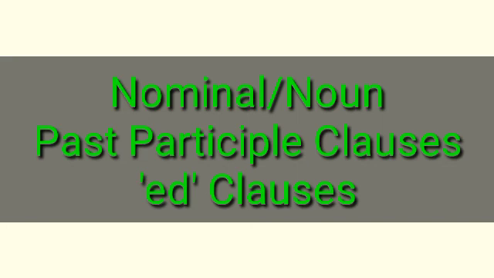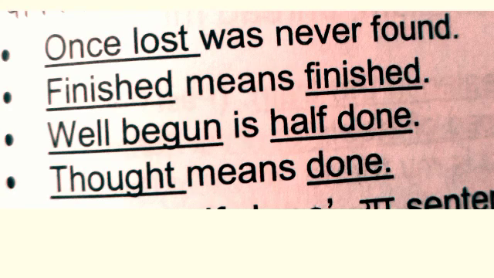Now let's try to understand this with the help of a few examples. See these examples: once lost was never found. Finished means finished. Well begun is half done. Thought means done. Now in these sentences, once lost was never found can be replaced by it was never found. Finished means finished. It means finished.